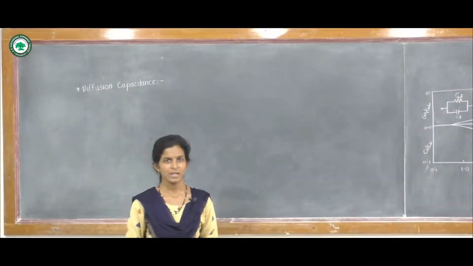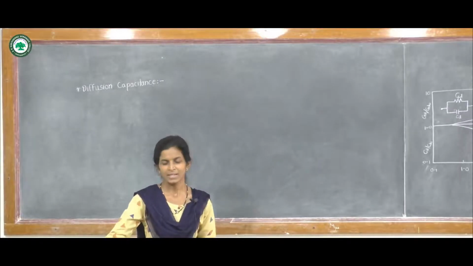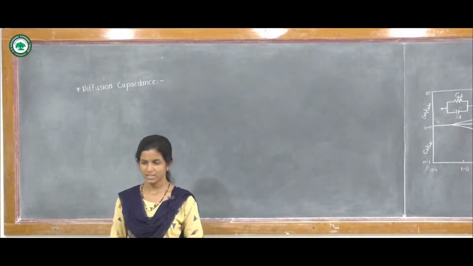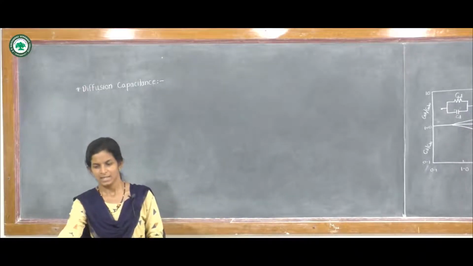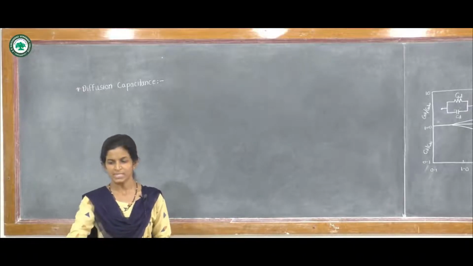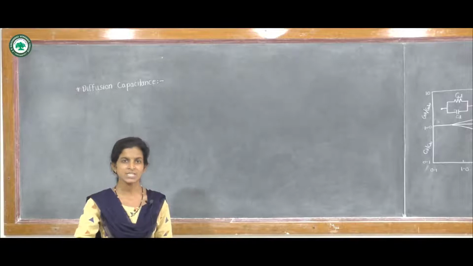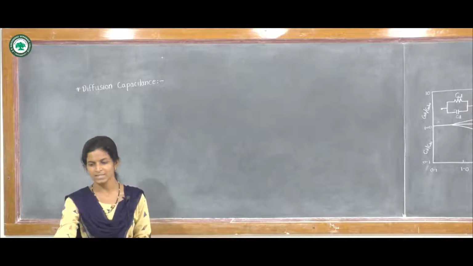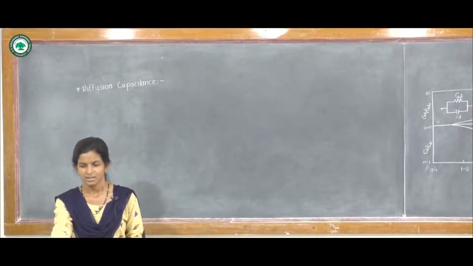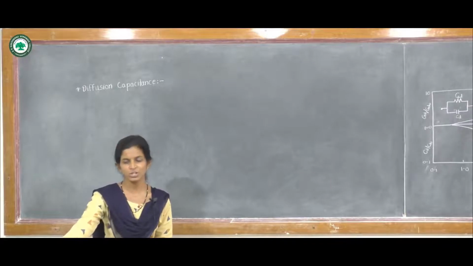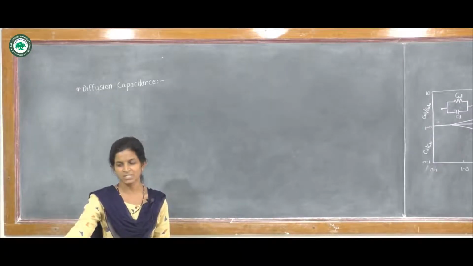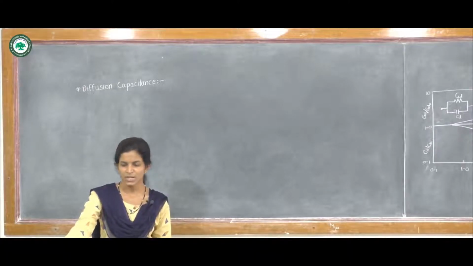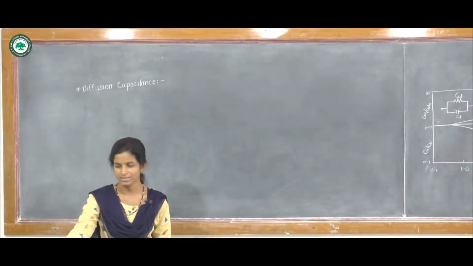Hello students, now in this lecture we will see about the diffusion capacitance. The depletion layer capacitance accounts for most of the junction capacitance when the junction is reverse biased. When the junction is forward biased, there is a significant contribution to junction capacitance from the rearrangement of minority carrier density, and it is called the diffusion capacitance.